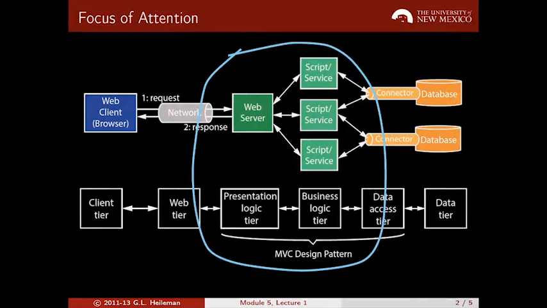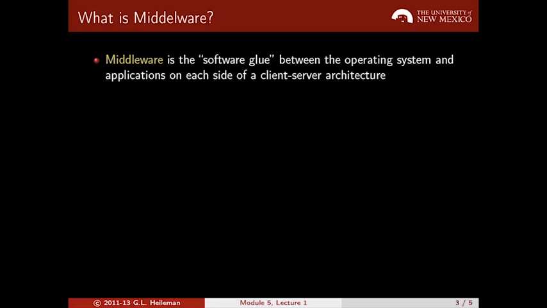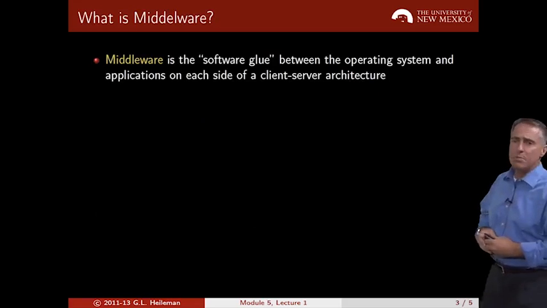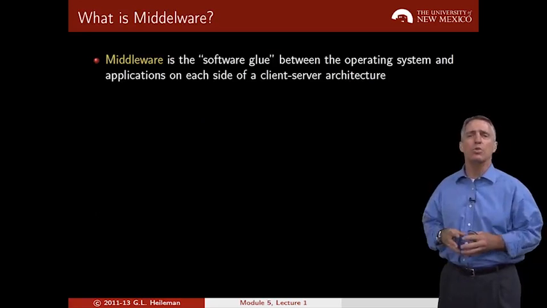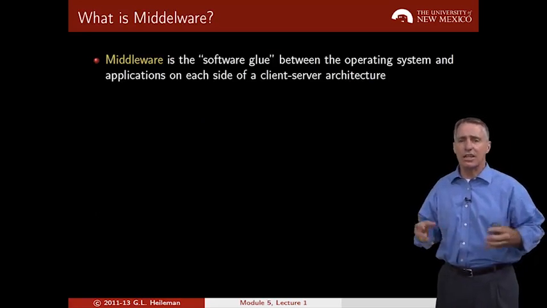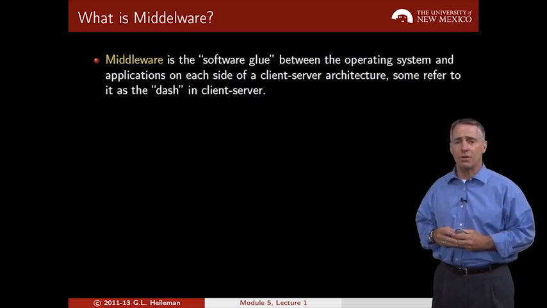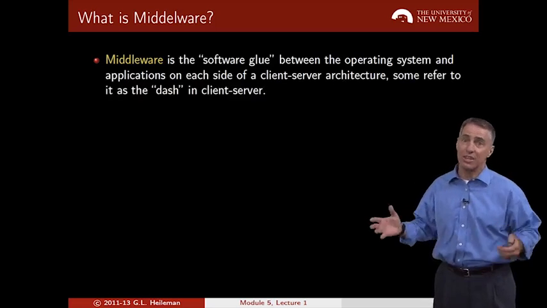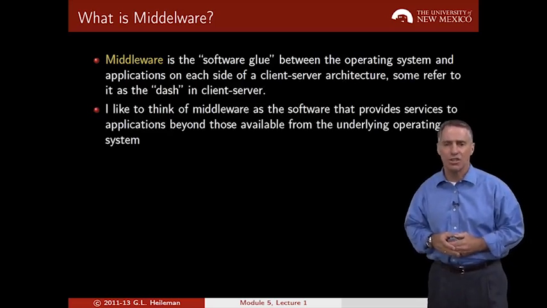You'll see from this figure that the model view controller design pattern is implemented as a part of the middleware. Actually, it's implemented on top of the middleware. So let's start with a definition. Some people refer to middleware as the glue that holds basically the client and server together. Some refer to it as the dash between the client and the client-server architecture.